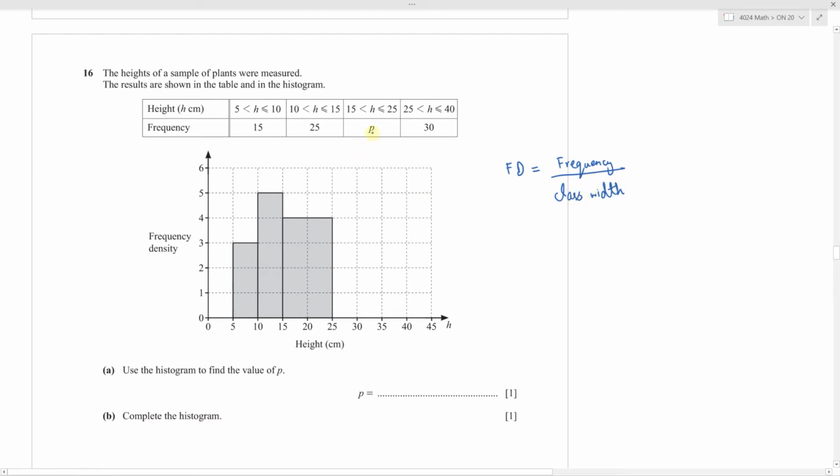So here we have P as the frequency for the interval 15 to 25. For 15 to 25, your frequency density is 4. So I'll substitute 4 here. Your value of frequency is P. And what is your class width? Your class width is 25 minus 15, which is 10. So from this equation, P equals 40.